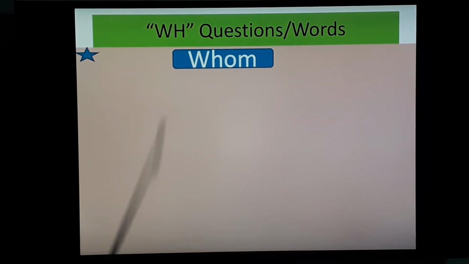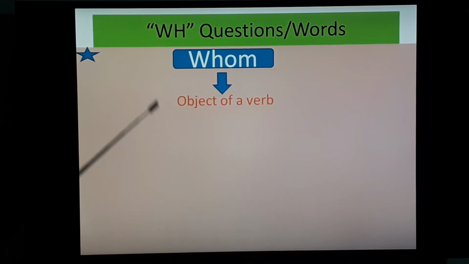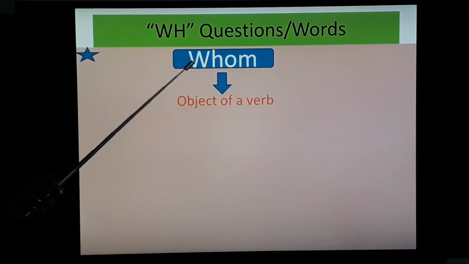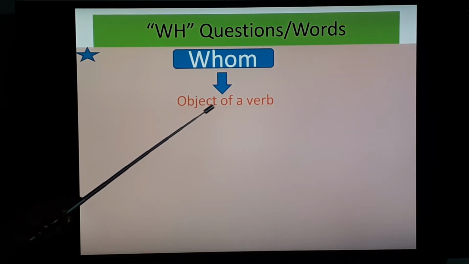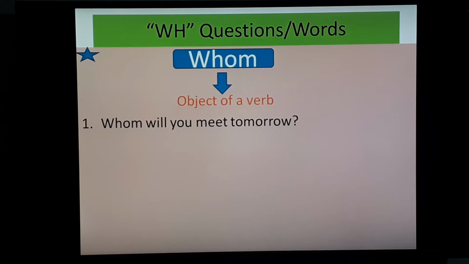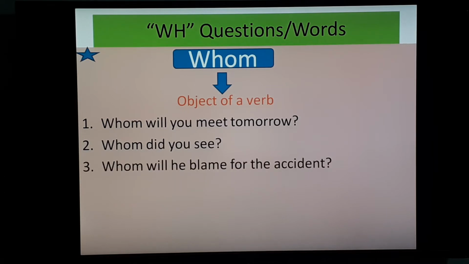Okay, let's move to whom. When you ask any question with whom, you will get the object of a verb. For example, whom will you meet tomorrow? Whom did you see? Whom will he blame for the accident?